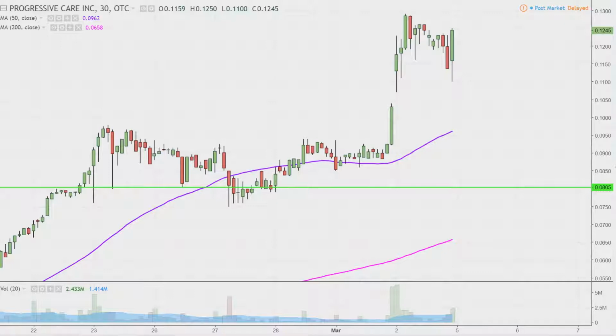I don't mean to state the obvious, but I will anyways. Very nice, not only price movement today, but then you look down here at the volume, and biggest volume this chart has had for quite a while. So definitely a lot of eyeballs on this one.